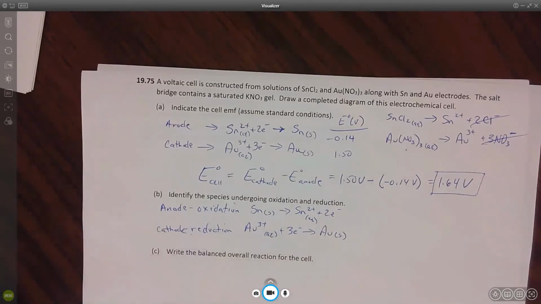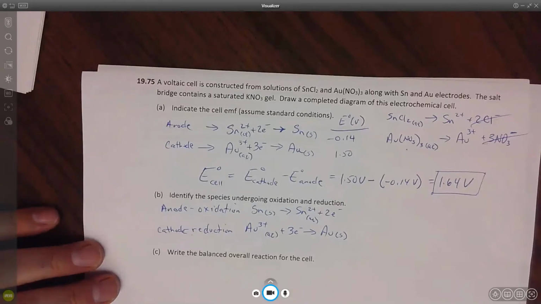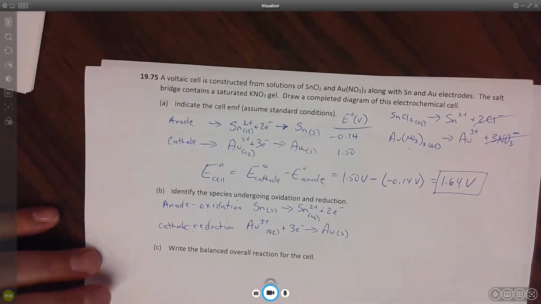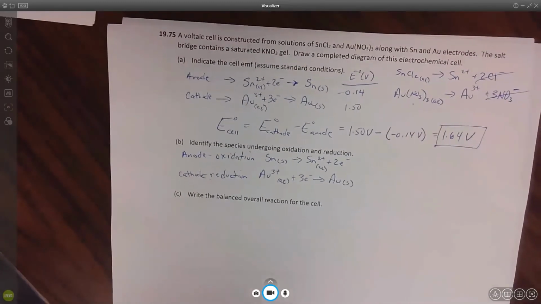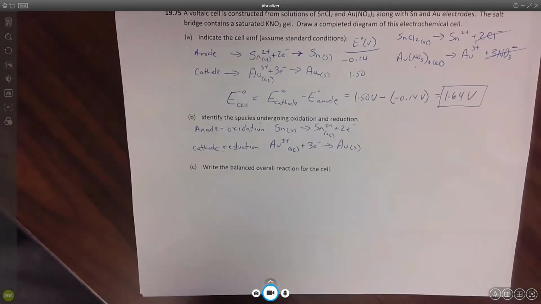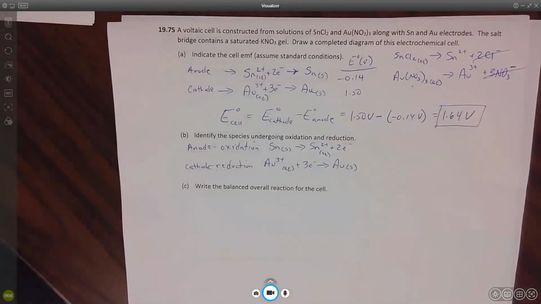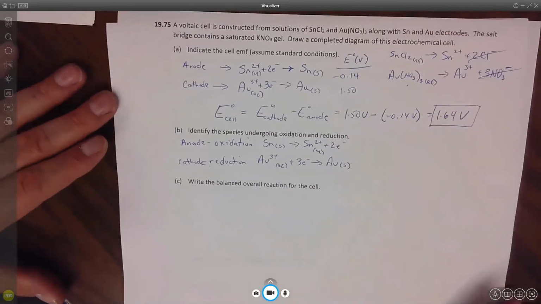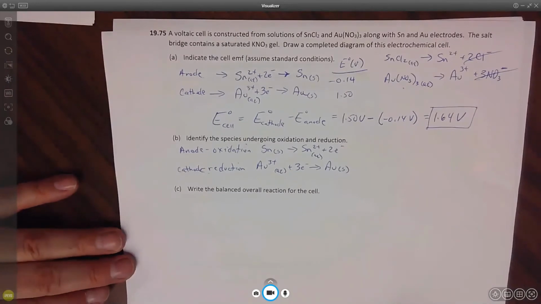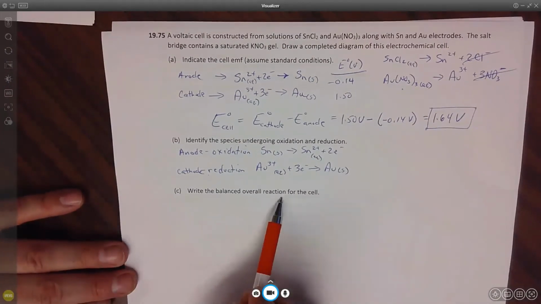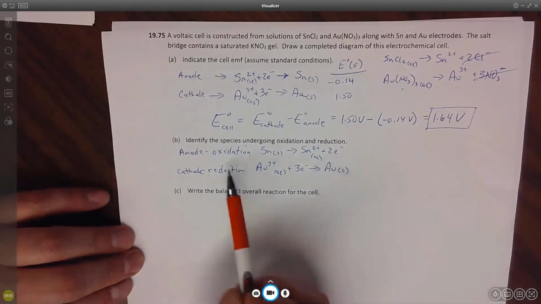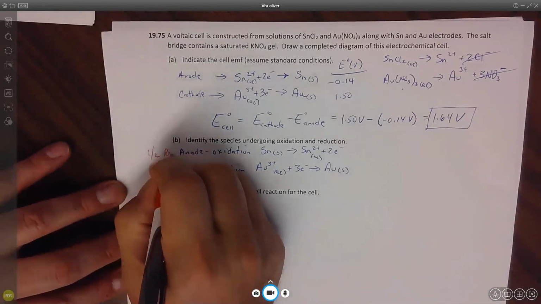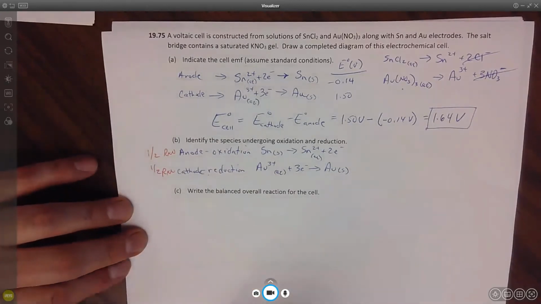Now the balanced overall reaction. Kaylee, how am I going to get the balanced overall reaction? Would you include the gel in this one? Nope. Think of it, it's the balanced overall reaction. So you would combine the two equations that we have. Two half reactions, right? Remember, these are half reactions.